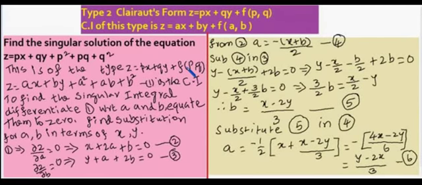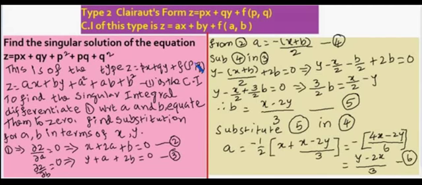Students, we have come to the next stage, type 2, Clairaut's form of differential equation: z = px + qy + f(p, q). In this type, if you substitute a for p and b for q, we get the complementary integral z = ax + by + f(a, b). There is no need for further substitution, since the number of arbitrary constants here is two, as in the previous form.